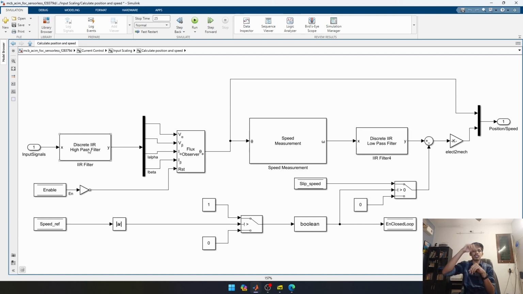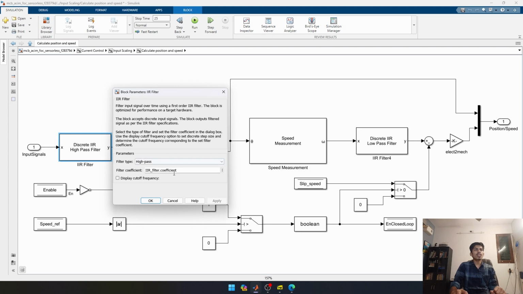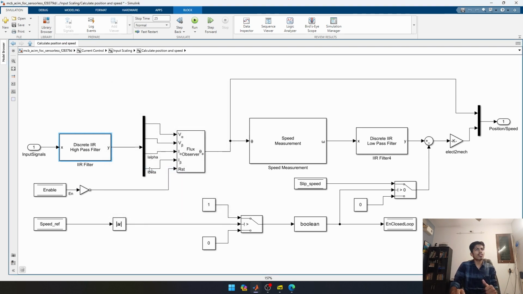Since I alpha and I beta are in the alpha beta reference frame, these are the oscillating currents. As we saw, it is like an AC wave, but only two components are there. So this AC component should not have any DC in it. We remove that using this infinite impulse response, or IIR, filter. This gain is calculated in our script if you want to take a look.